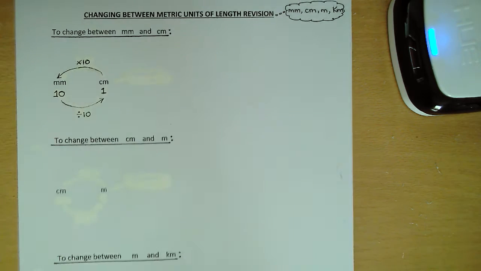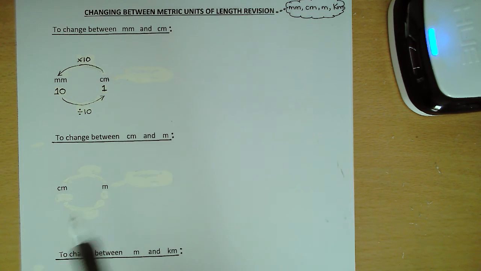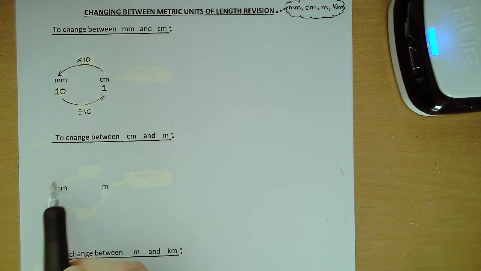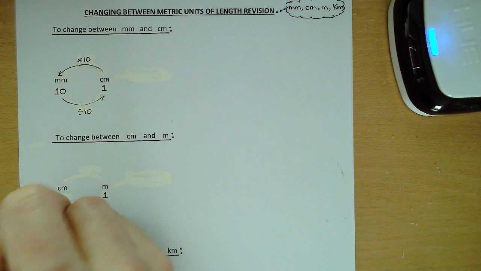Okay, how do we convert between centimeters and meters? Again, put the 2 units down, put the smaller unit down first and the bigger one immediately after. Always put 1 under the bigger unit. And ask yourself, how many centimeters are in 1 meter? There's clearly 100.